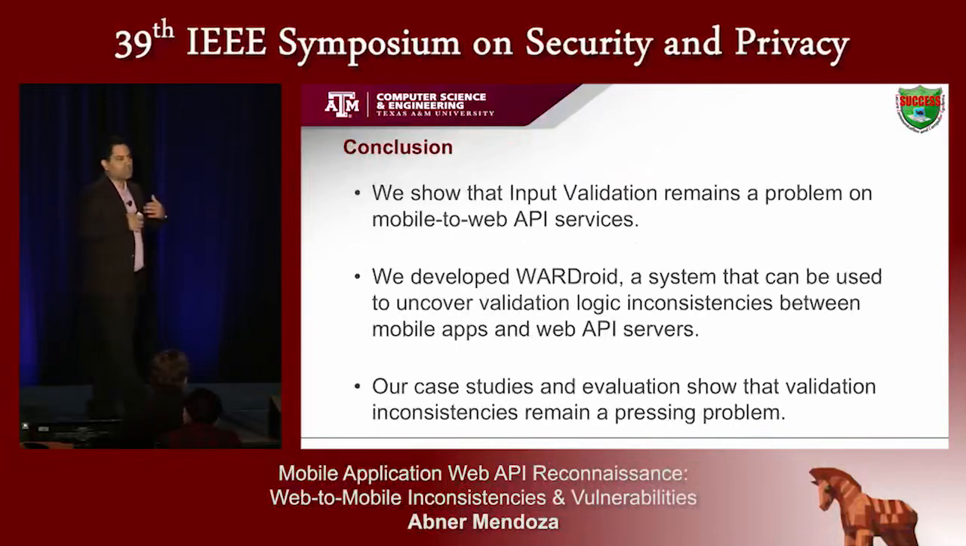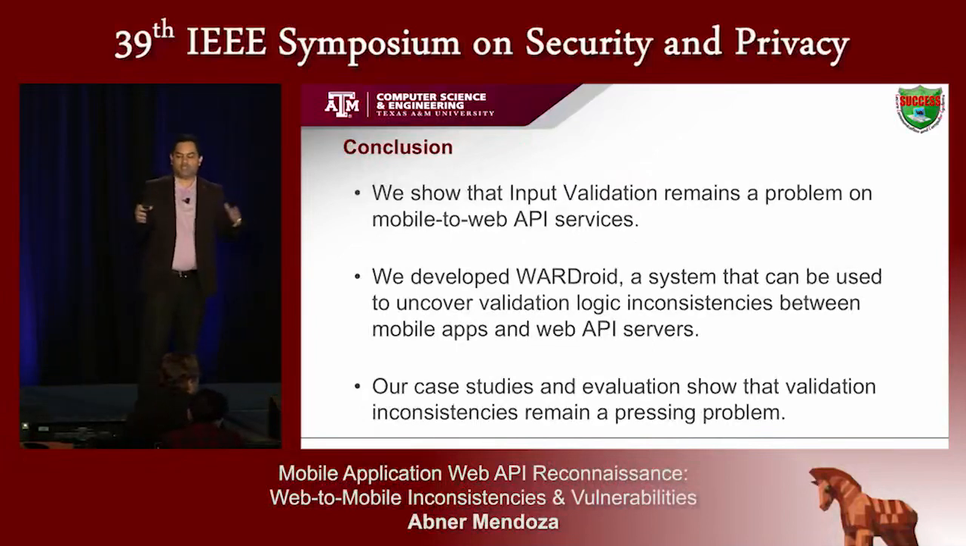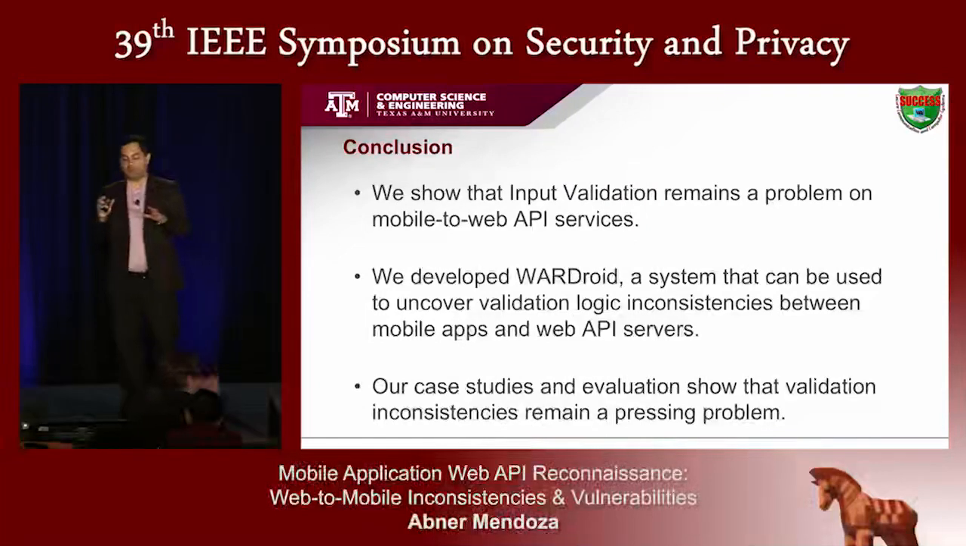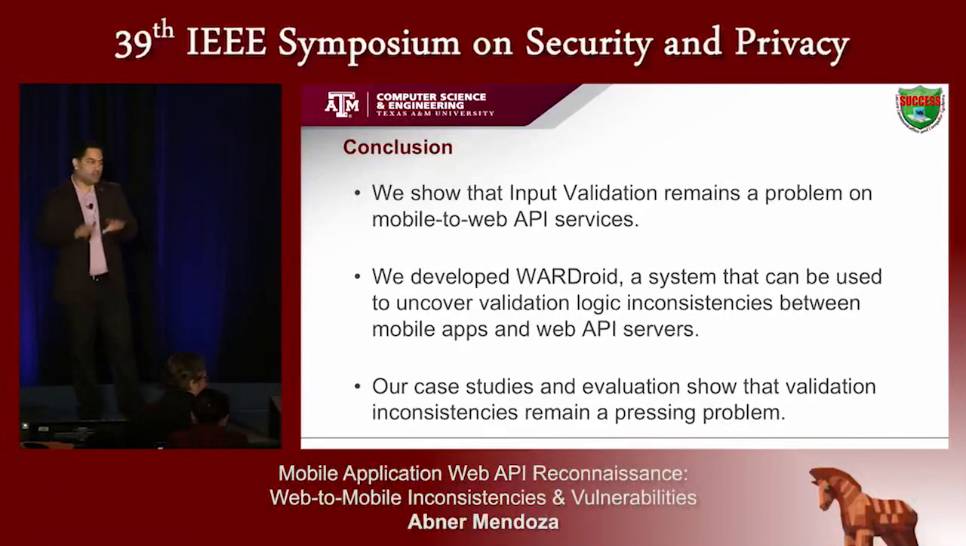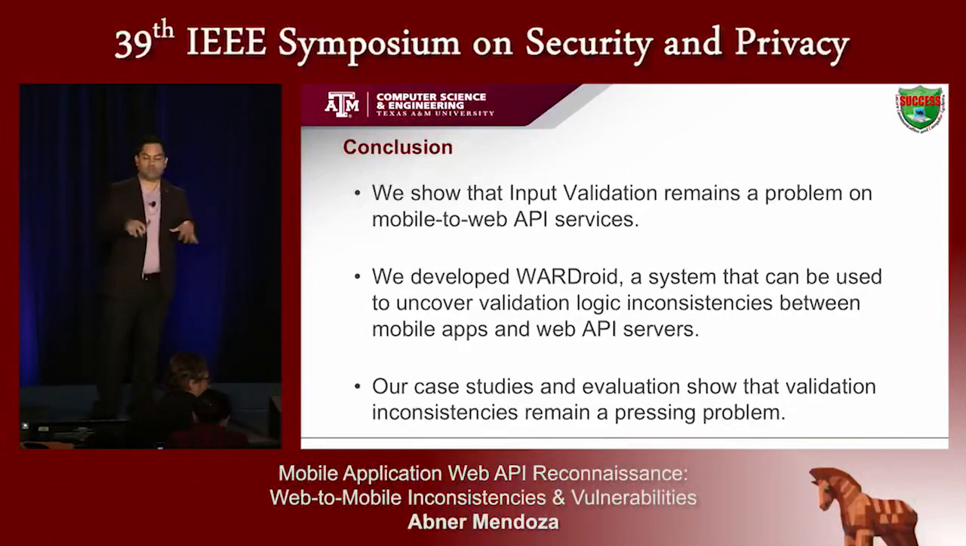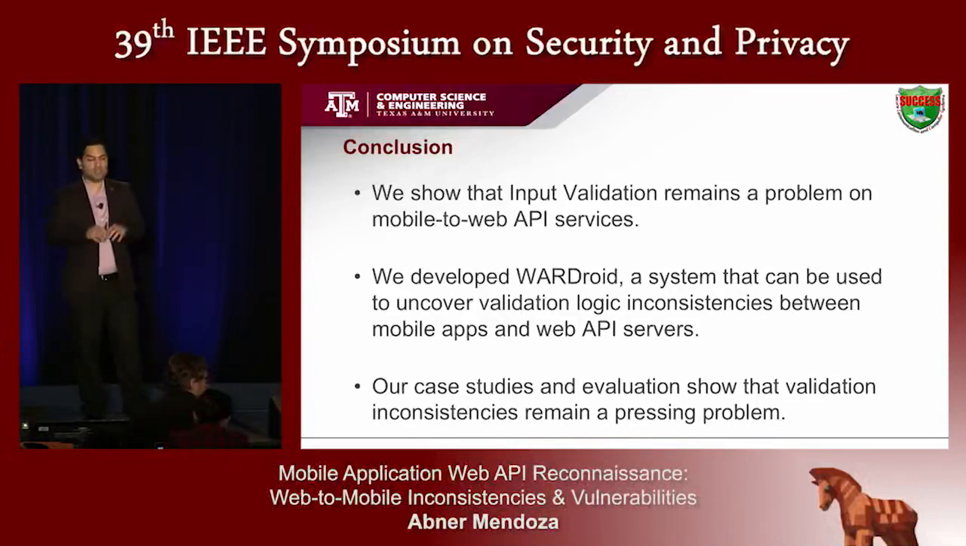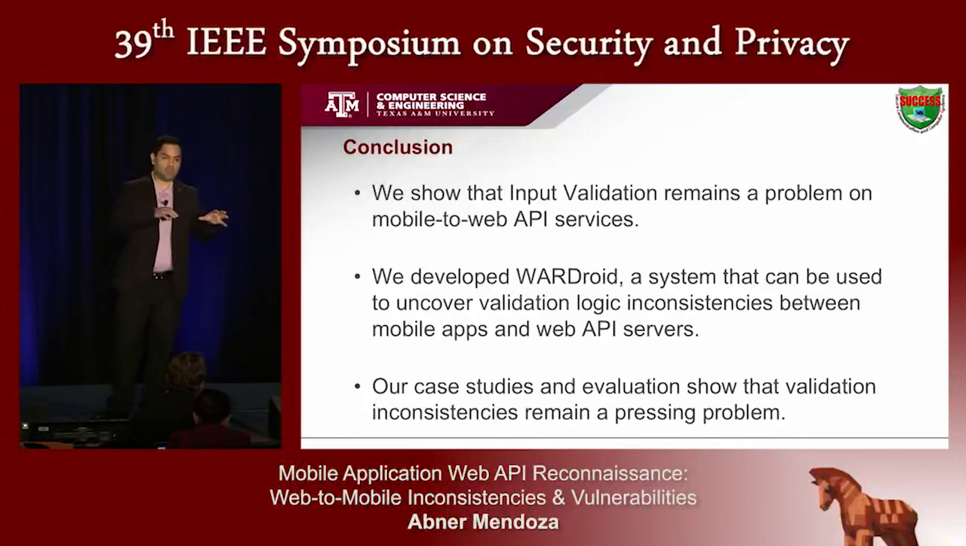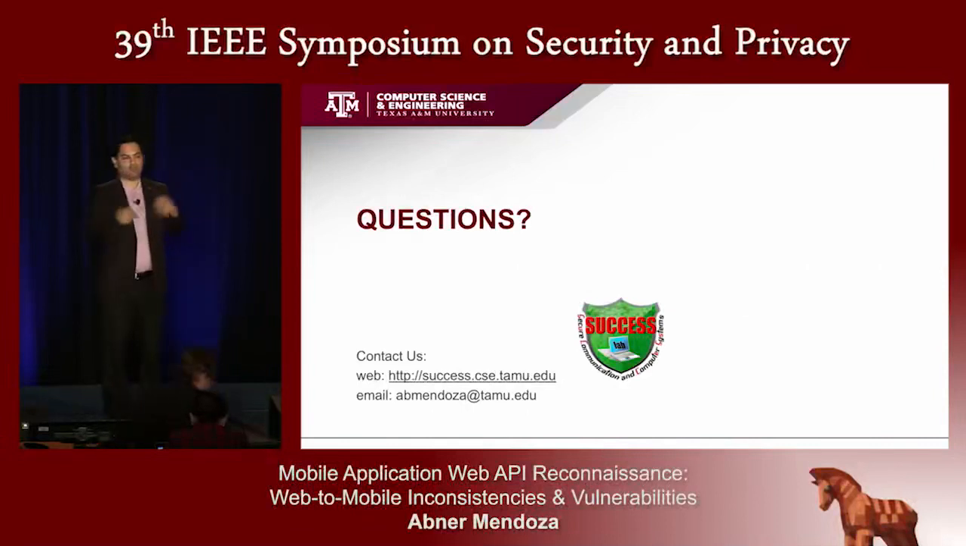So in conclusion, we show that input validation remains a problem in these mobile-to-web API services and in this integration of mobile and web. We developed a system, Wardroid, which can be used to uncover these types of validation inconsistencies in a semi-automatic way. And we highlight some case studies, and our evaluations show that inconsistencies in validation logic, particularly server-side validation logic, remain a pressing problem. So with that, I want to thank you for your time, and we'll be happy to welcome some questions.